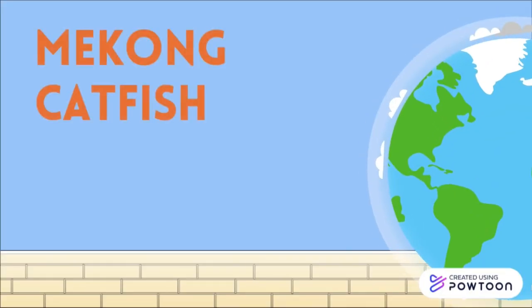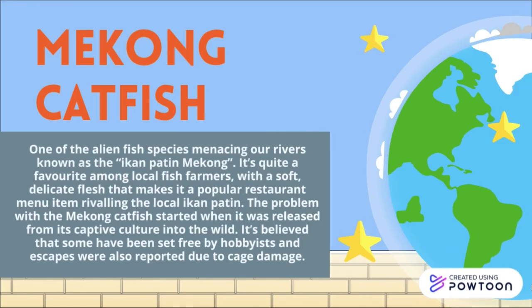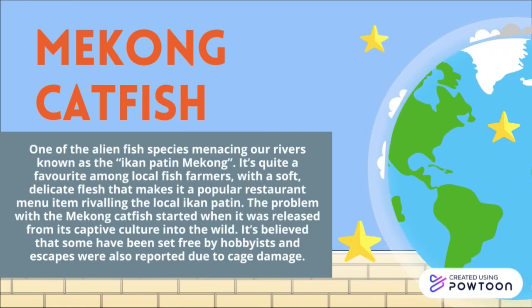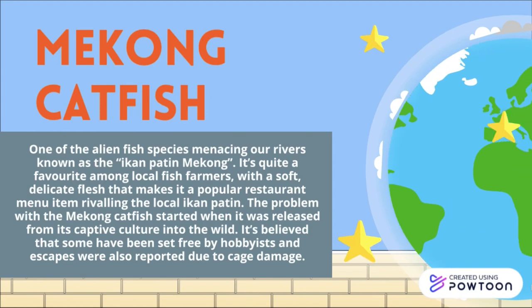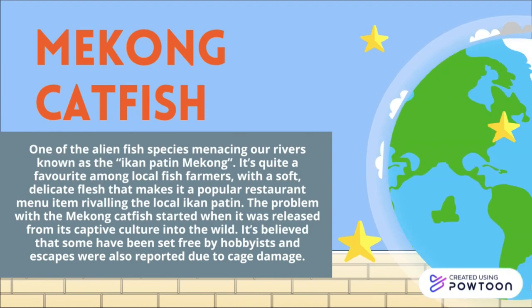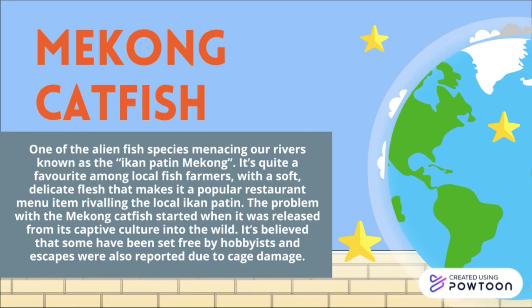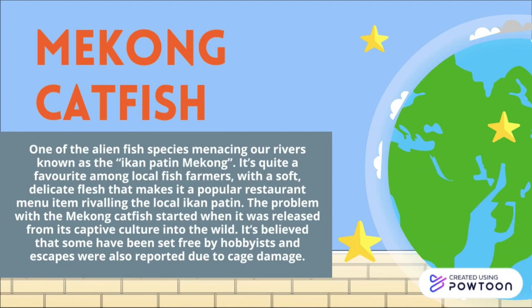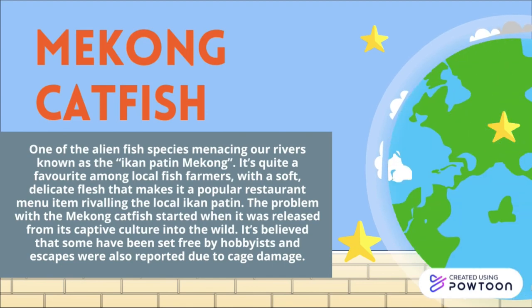Next, I'm going to talk about invasive fish species. One of the alien fish species menacing our rivers is the Mekong catfish, formerly known as the ikan patin Mekong. It's quite a favorite among local fish farmers, with soft, delicate flesh that makes it a popular restaurant menu item rivaling the local ikan patin. The problem with the Mekong catfish started when it was released from its captive culture into the wild. It's believed that some have been set free by hobbyists, and escapes were also reported due to cage damage.